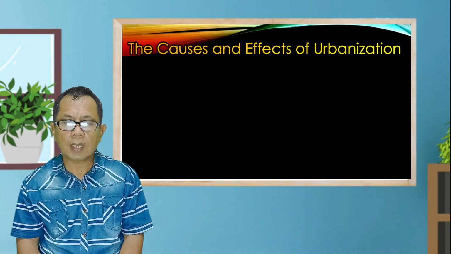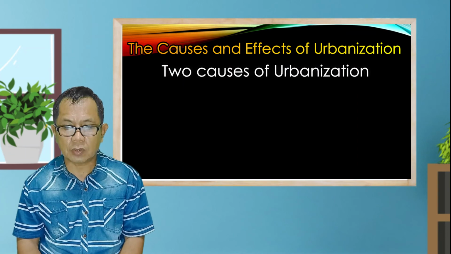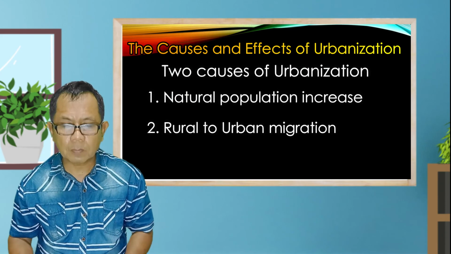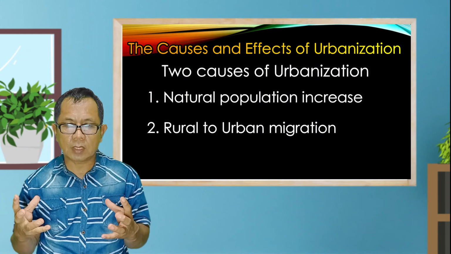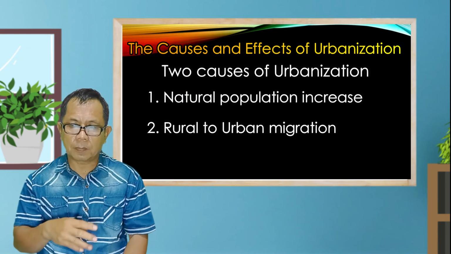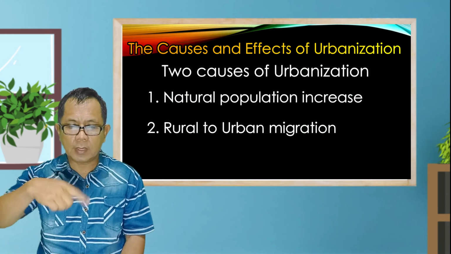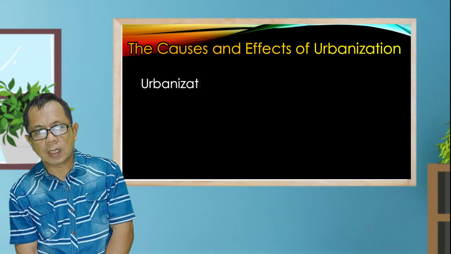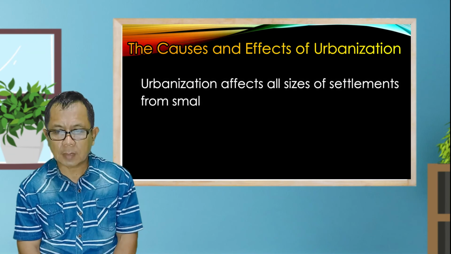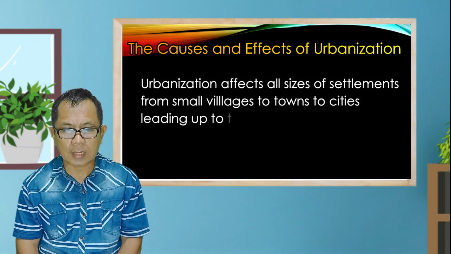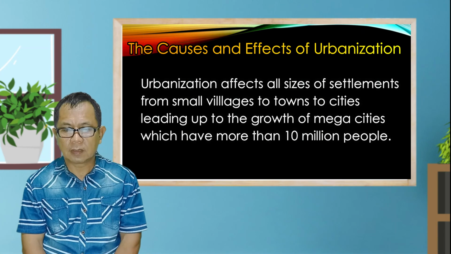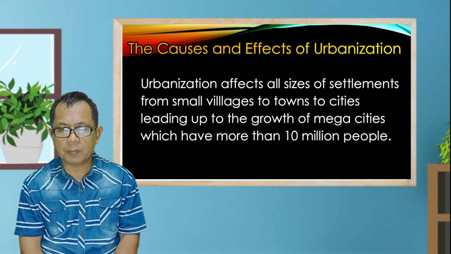The causes and effects of urbanization, what are those? Well, actually, there are two causes of urbanization. Number one, natural population increase, and number two, rural to urban migration. Ibig sabihin, when we say migration, yung tinatawag nilang transfer from one place to another within the area. So that is migration. In other words, urbanization affects all sizes of settlements, from small villages to towns to cities, leading up to the growth of mega cities, which have more than 10 million people. So ganun katindi, no?